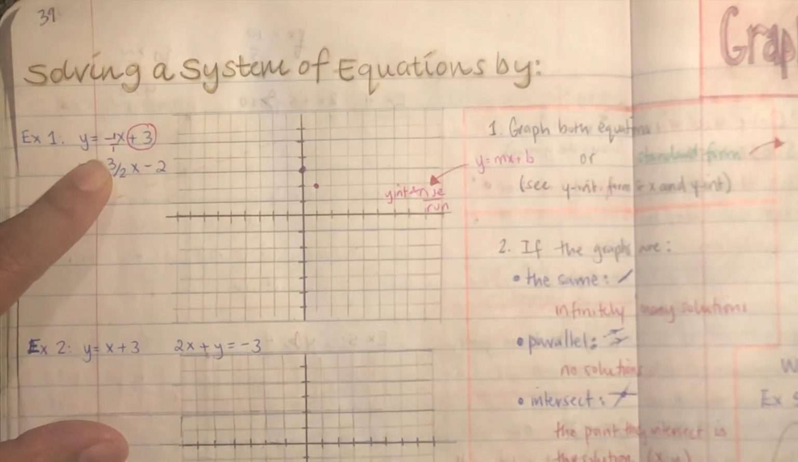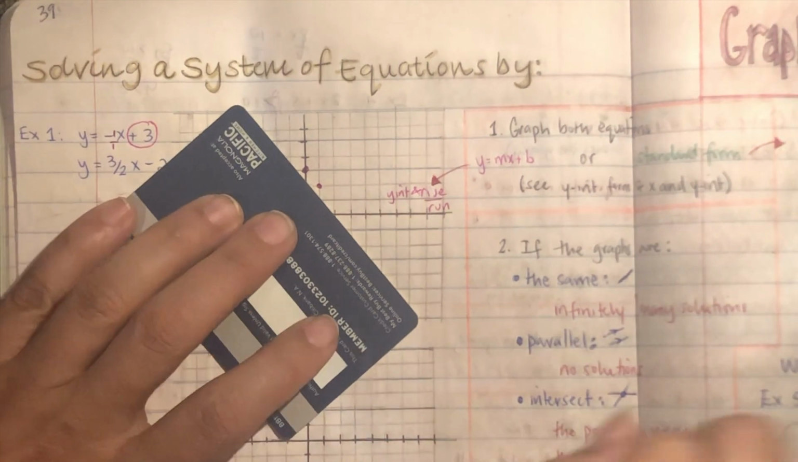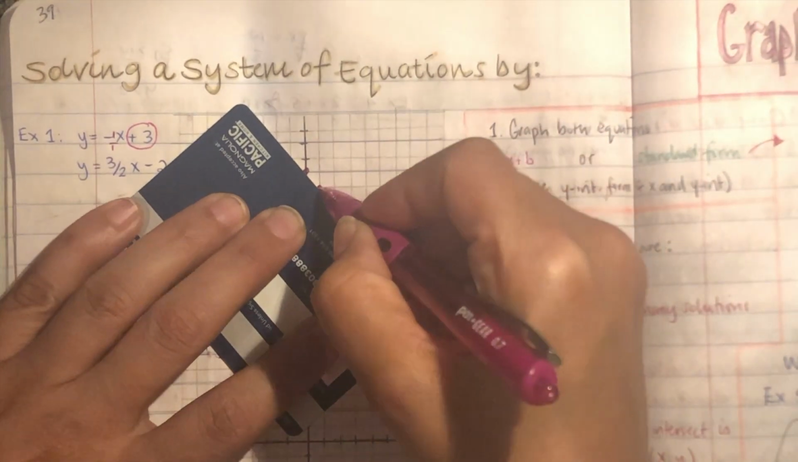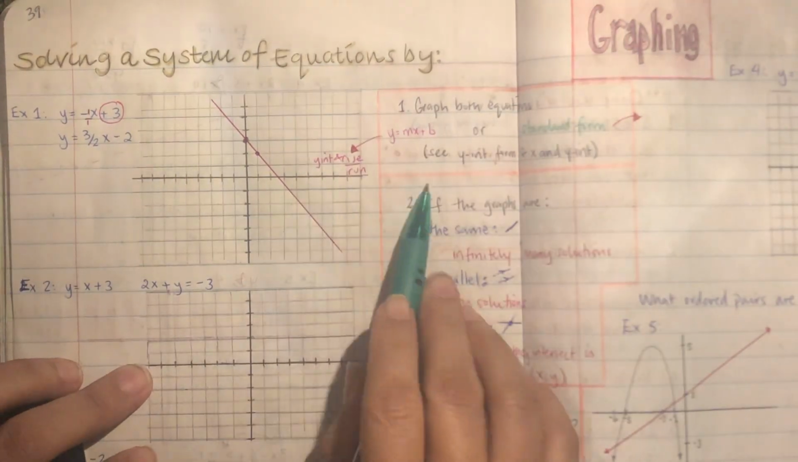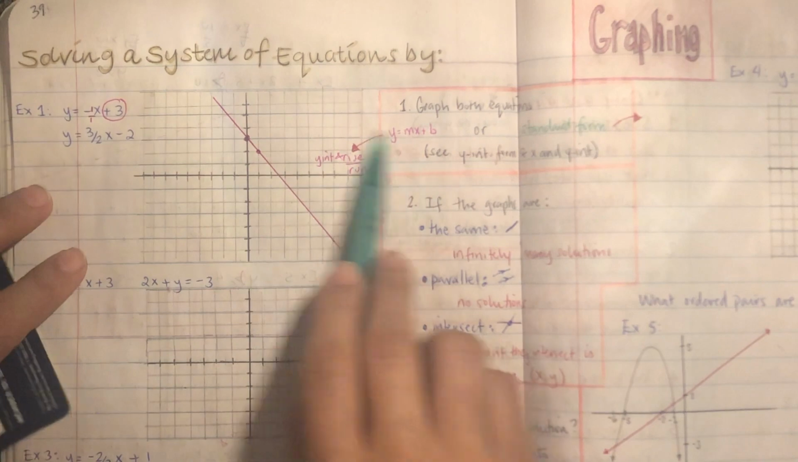If you don't have a ruler, that's okay. You can use your school ID, and you want to just go ahead and join that. This is a listening check. Underline the title. All right, so it says graph both equations, right? So I'm going to graph this one.